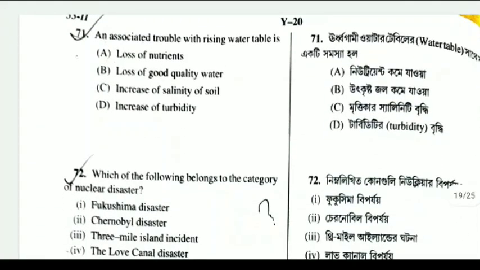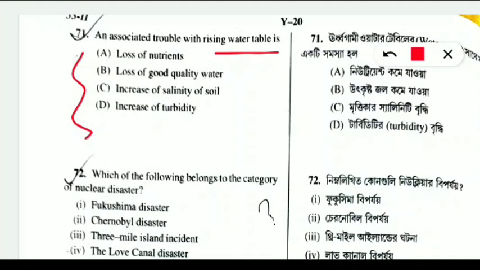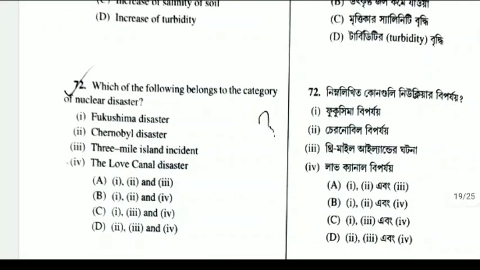Question 71. An associated trouble with the rising water table is what? So when the water table is rising, what can be the possible trouble for us? The trouble will be an increase of salinity of soil. Yes, if the water table rises in regions close to the coastal area, the salinity of soil will automatically increase because the water will intrude. Coming to the next question, question 72.